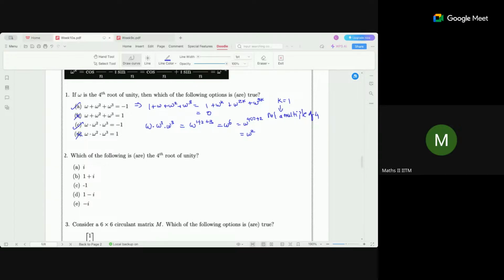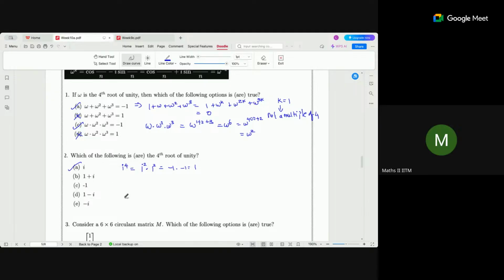So now the next question: which of the following is or are the fourth root of unity? Fourth root of unity means the fourth power should be equal to 1. Now what is i power 4? You know that i square is minus 1, so minus 1 into minus 1 is 1. So i is the fourth root of unity.